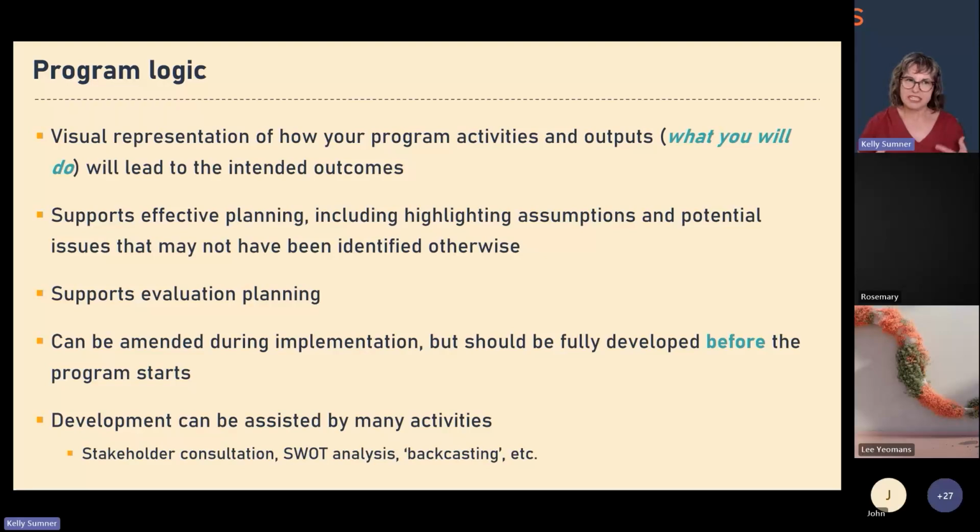So working through the steps of developing a program logic will really help you first double check that alignment is there, but also potentially identify areas where there's a bit of a disconnect between the actual conditions on the ground and what you can deliver, or between what you can deliver and what the likely outcomes of that will be.